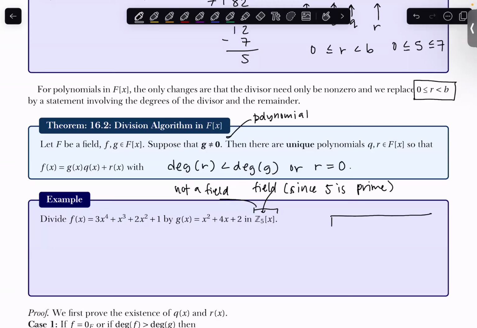Exactly. So the coefficients give me back a field, but the whole ring here is not a field because the only units in here are going to be the constant polynomials 1, 2, 3, 4, which is not all of the elements inside of that ring.